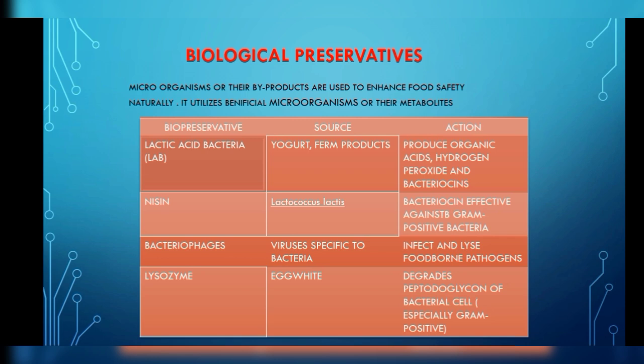The E number is a code assigned to food additives and preservatives by the European Union. E represents Europe.